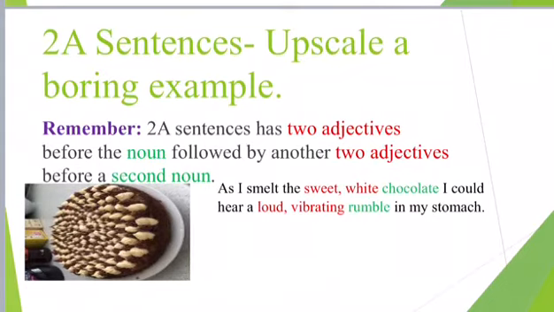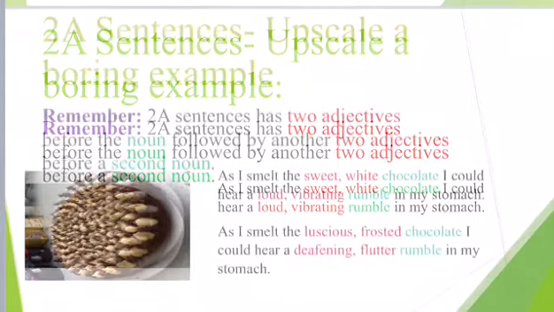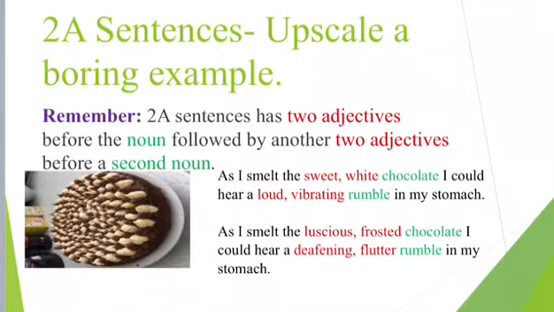As I smelt the sweet white chocolate, I could hear a loud, vibrating rumble in my stomach. Again, use the resources that I've just suggested to you, or try and come up with your own, to make those adjectives more interesting. How did you do? Because in my example, I changed the word sweet to luscious, white to frosted, loud to deafening, and vibrating to flutter, to make it not only a more interesting sentence, but to help paint a much clearer picture in people's minds of what you are describing.